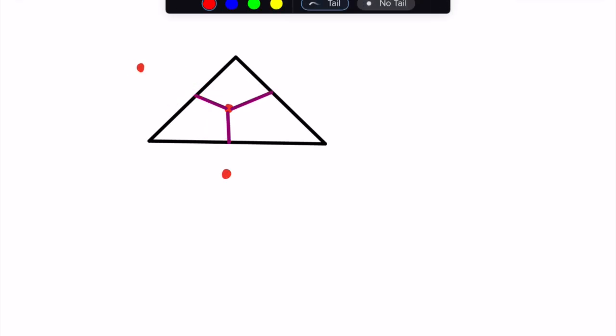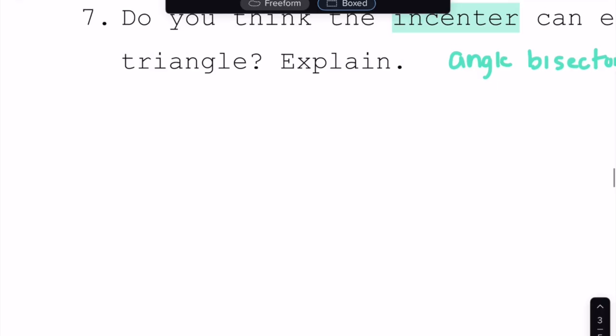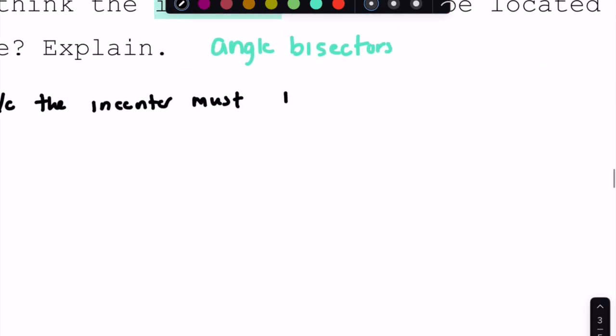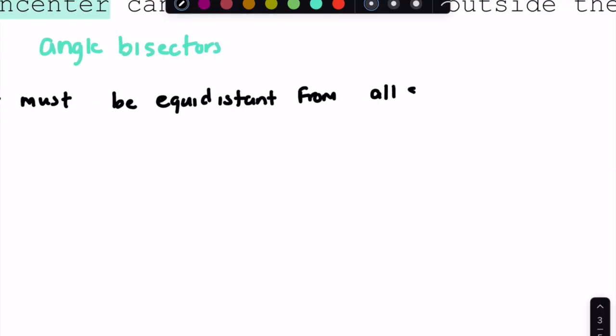So if I put it right here, that is definitely closer to one side. If I put it right here, that is definitely closer to these sides than it is there. If I put it right here, it is closer to this side than the other two sides. So the answer is no, because the incenter must be equidistant from all sides of the triangle.